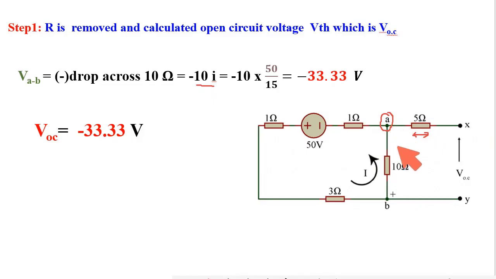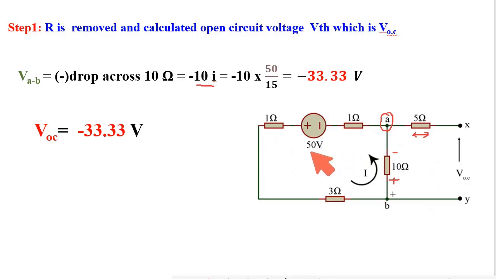So the potential at this point with respect to this point, as current is flowing from down to up through this 10 ohm resistance, is positive here and negative here. So VAB is just the negative of this magnitude, so 10 multiplied by I. Now I need to find the value of this I.